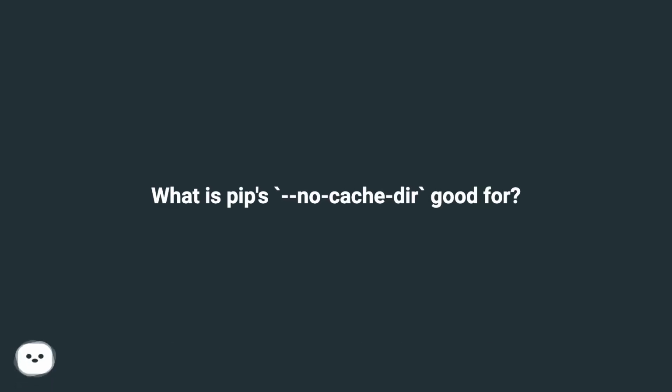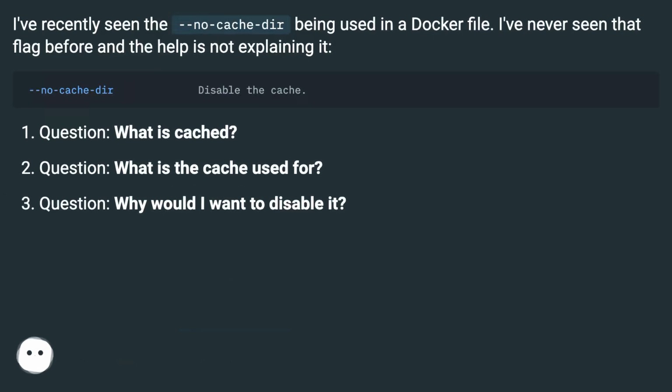What is pip's --no-cache-dir good for? I've recently seen that --no-cache-dir being used in a Dockerfile. I've never seen that flag before and the help is not explaining it. Question: what is cached? Question: what is the cache used for? Question: why would I want to disable it?